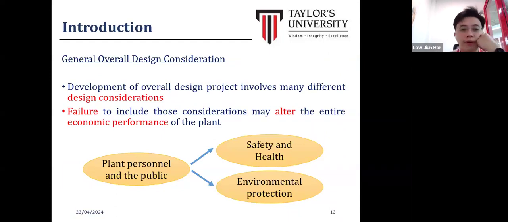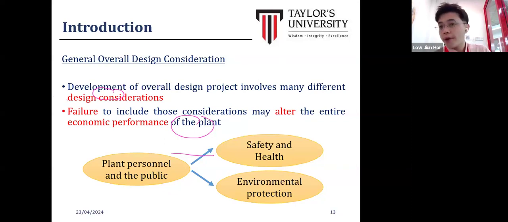Okay, so now we proceed. Similar to what I told you just now, there are a lot of considerations we need to consider in our chemical plant design, especially the environmental. You need to make sure the design is eco-friendly, and also that the plant you are going to design and construct can be safely operated to produce the product you want.